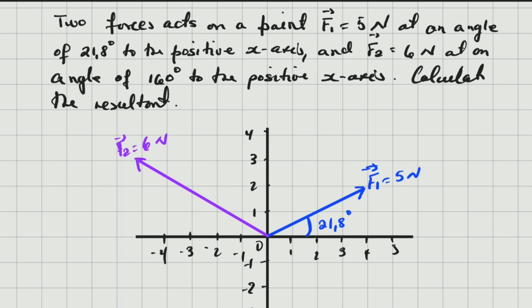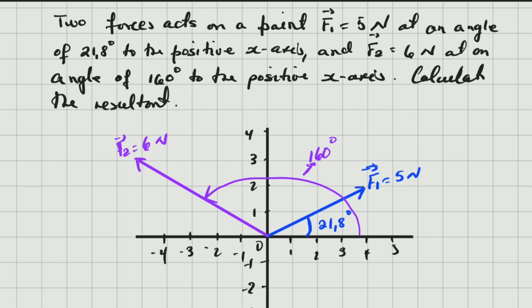And make sure the second vector is 6 Newton, for which you can use a scale of 1 Newton to 1 centimeter. And then you have to make sure this angle from the positive x-axis to where the vector is here, this angle, is 160 degrees, that angle there. Okay, so this is the first step when you draw it graphically. You draw the vectors on the Cartesian plane accurately.